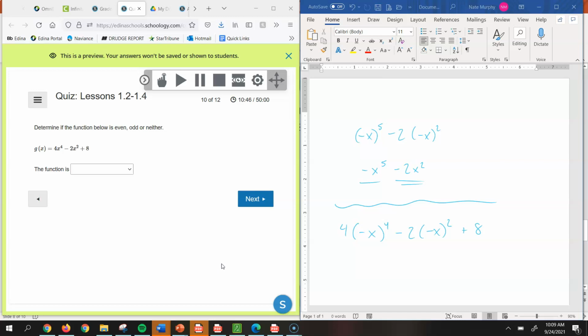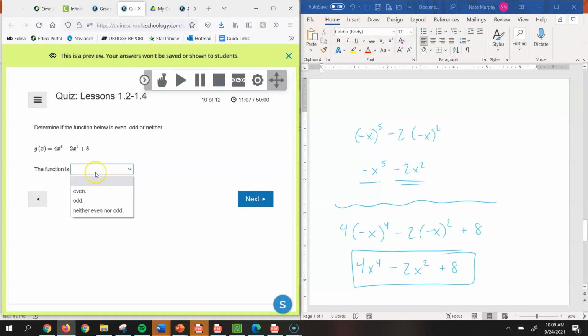So remember, anytime we have an even exponent, it doesn't matter what the base is, your answer will always end up being positive. So negative x to the 4th power would be a positive x to the 4th. And then negative x squared would be a positive x squared. So this will stay minus 2x squared plus 8. Since this function is the same as what we had originally, or equivalent to what we had originally, this would be an even function. Since everything stayed the same, it would be even.